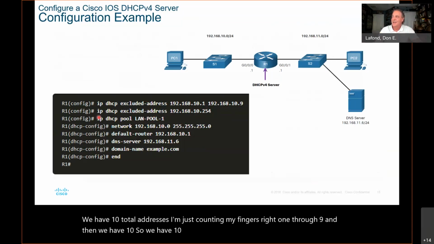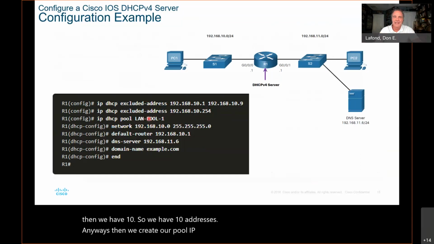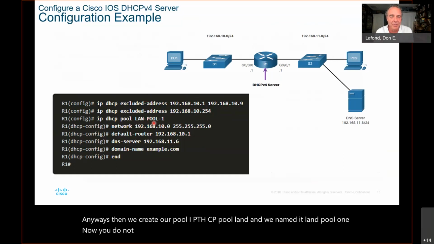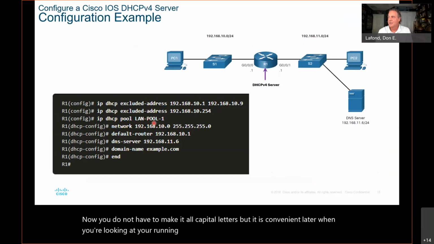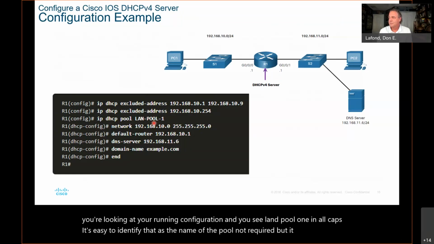Anyways, then we create our pool, ip dhcp pool LAN, and then we named it LAN_POOL_1. Now you do not have to make it all capital letters, but it is convenient later when you're looking at your running configuration and you see LAN_POOL_1 in all caps. It's easy to identify that as the name of the pool. Not required, but it is helpful.